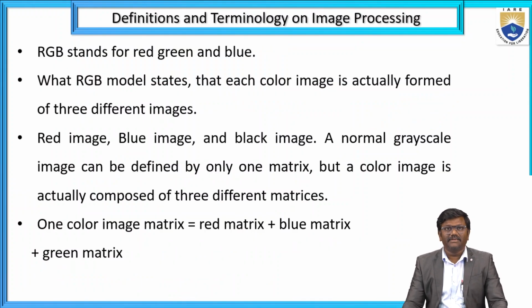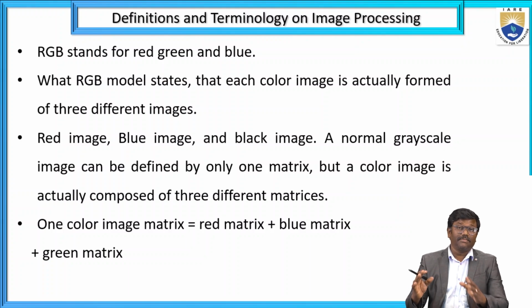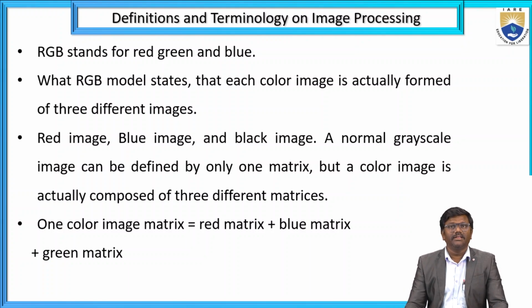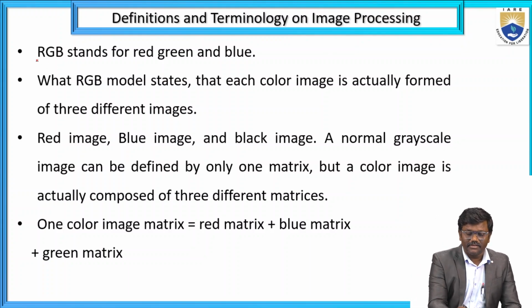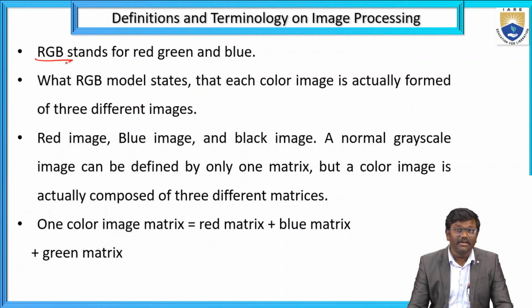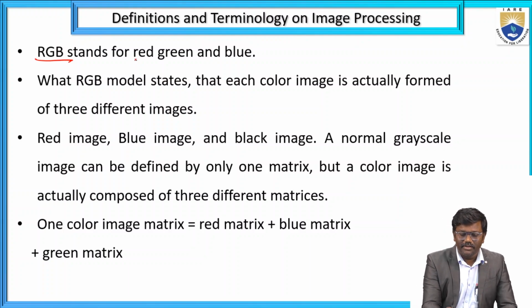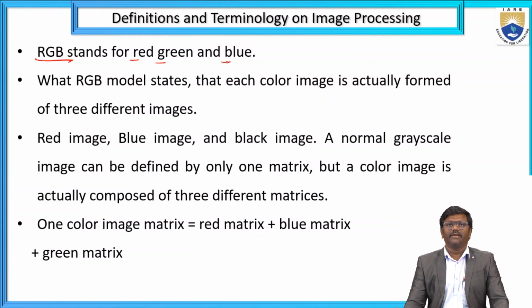So once you understand this comparison of primary with secondary, let me see in detail what RGB stands for. This is the terminology: RGB stands for red, green, blue. R for red, G nothing but green, B nothing but blue.